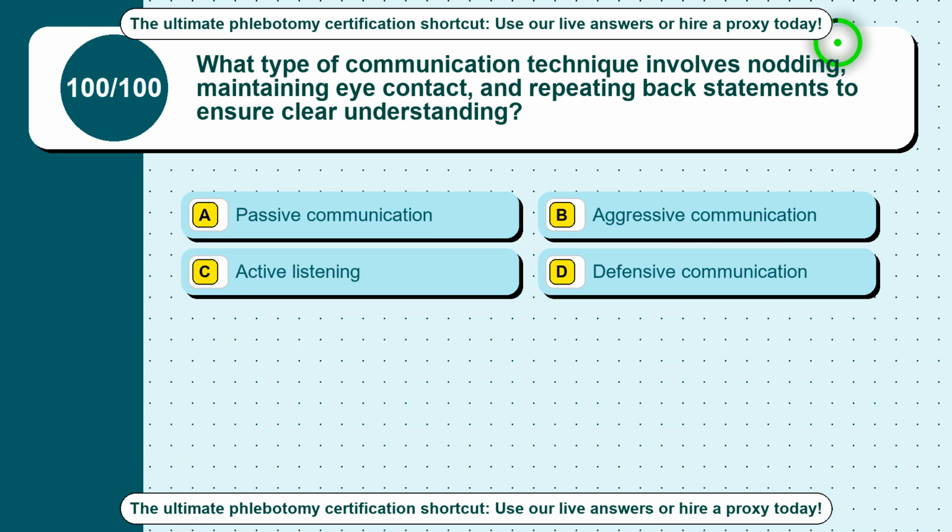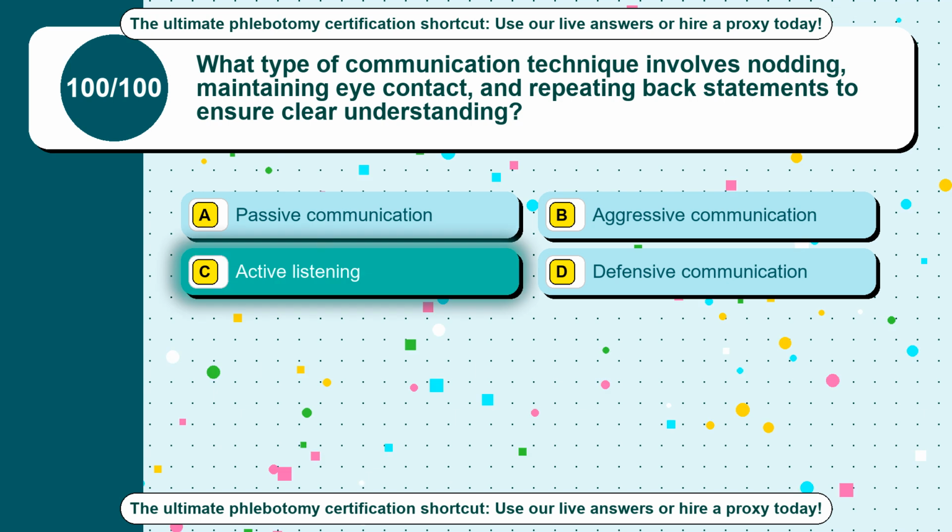Question 100. What type of communication technique involves nodding, maintaining eye contact, and repeating back statements to ensure clear understanding? Option A, passive communication. Option B, aggressive communication. Option C, active listening. Option D, defensive communication. The correct answer is option C, active listening.